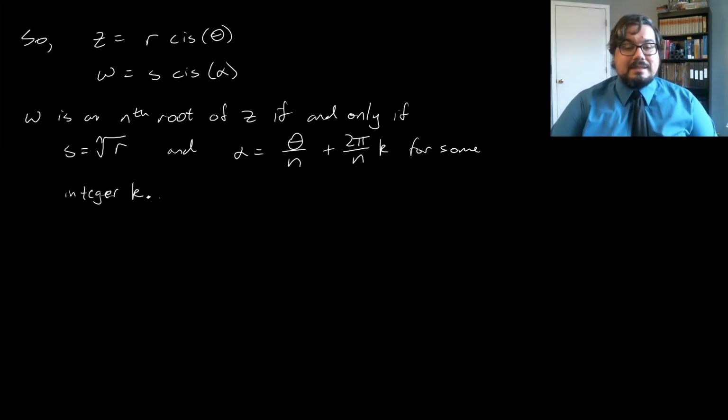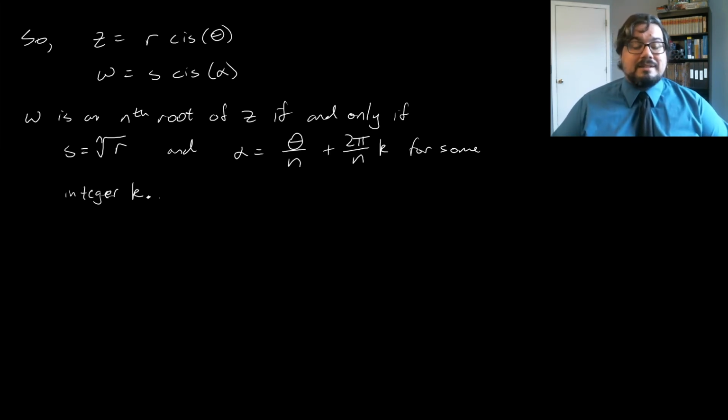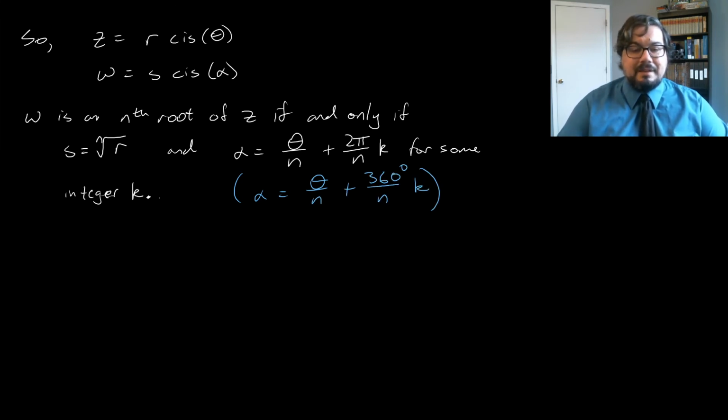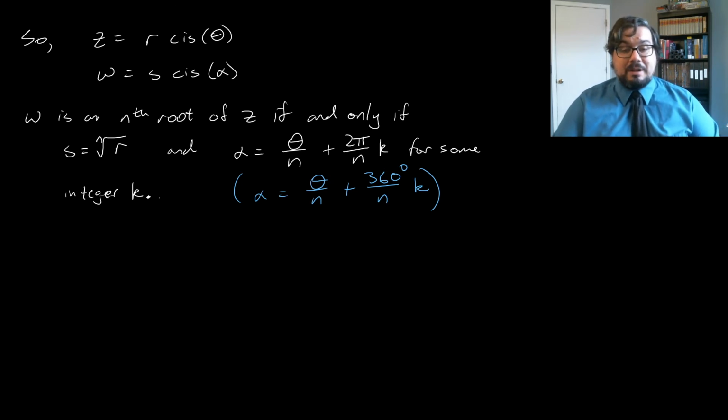So this gives us a way of checking to see whether two numbers are nth roots. Also, it gives us a way to generate them. A couple notes here. First of all, the 2 pi here can be replaced with 360 degrees. So we could also say that alpha is equal to theta over n plus 360 degrees over n times k, if we're working in degrees.